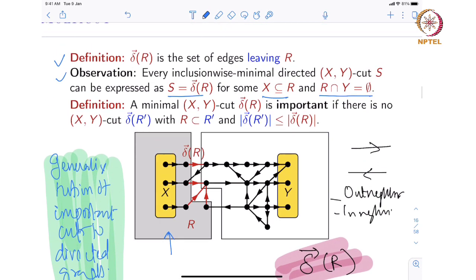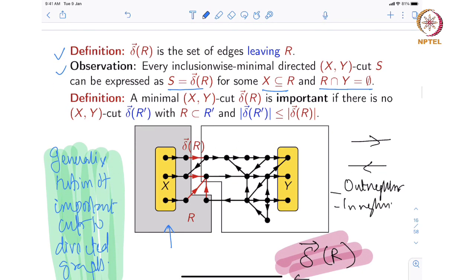Of course, there is a natural extension of important cuts. What is an important XY cut? An important XY cut is a cut which is not dominated by any other XY cut. What is the meaning of this? I should not be able to find another R prime such that the number of out arcs from R prime is less than or equal to that of R, and R prime properly contains the set R. This we should not be able to find.